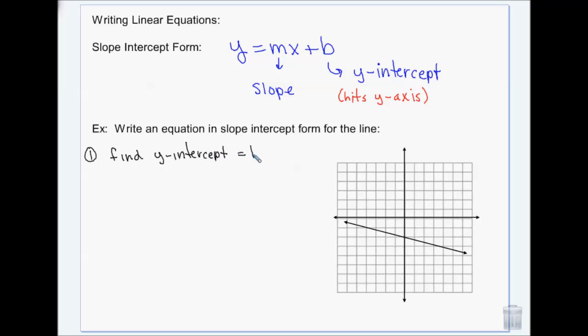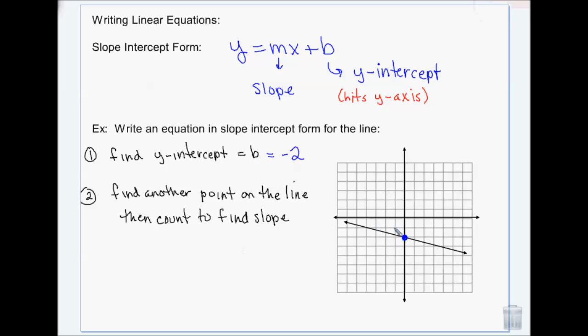That's b. So on our graph we're going to go down the y-axis and, ooh, there it is. So in this particular case, b equals -2. After we found the y-intercept, we find another point on the line. Here's one. And then we count to get from one point to the other to find our slope. So I go down 1 and then over 3. So in this case, my slope is -1/3.